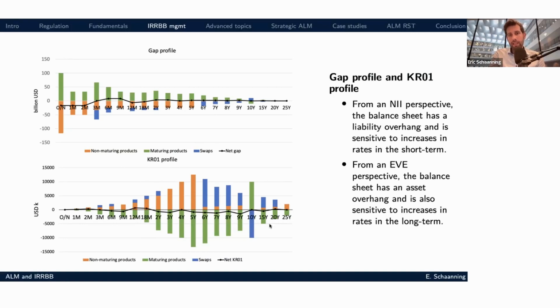And you can see it's slightly under-hedged from a value perspective. So the KR1 in the different buckets here is negative. From an economic value perspective, the bank is also sensitive to rate increases. But that's driven by the longer tenors rather than the short-term tenors here. Do you think this hypothetical bank is right?